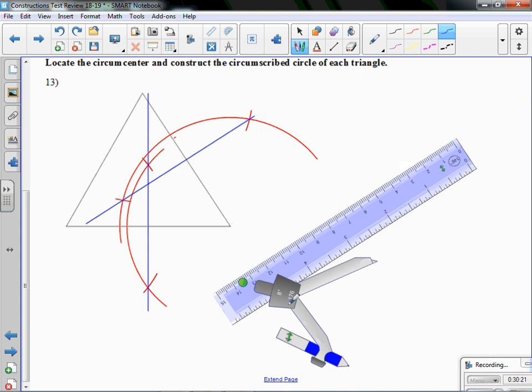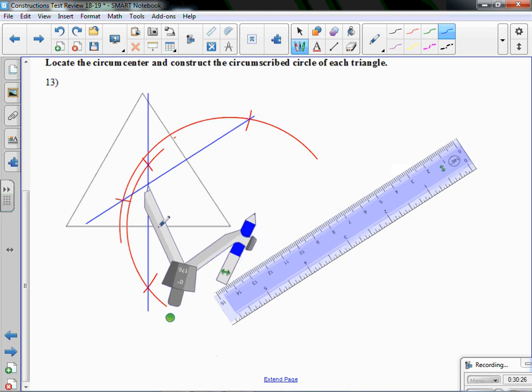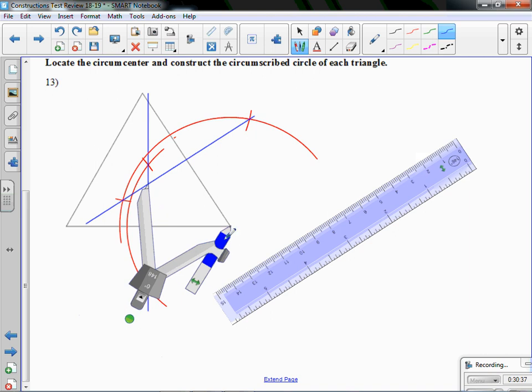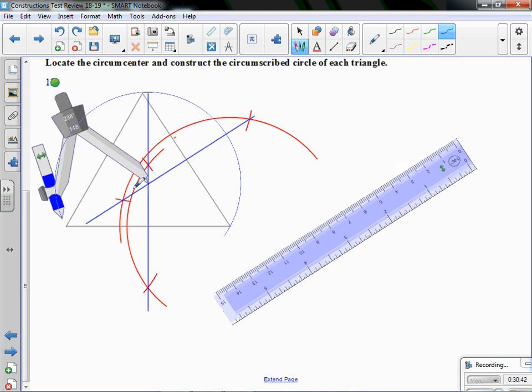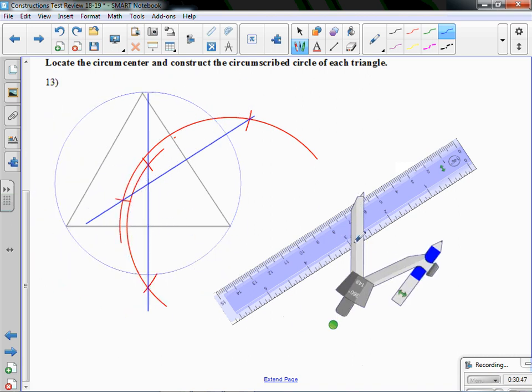And so if we take the point of our compass, put it at that point of the intersection, open our compass to the distance to the vertex, and we make a circle, it should come pretty close to all the vertices, like so. So this intersection is the circumcenter, and the circle is the circumscribed circle.